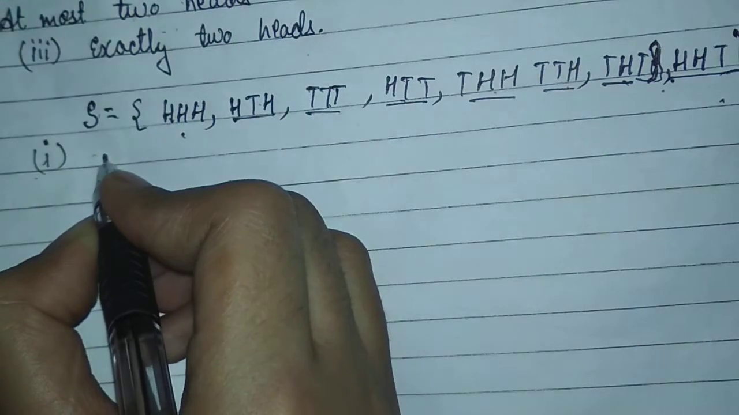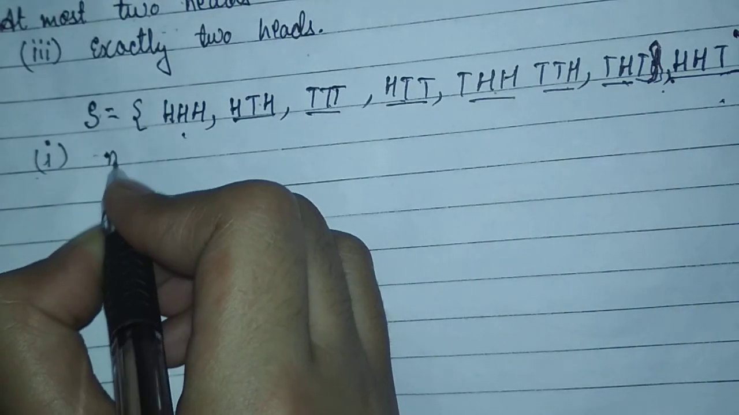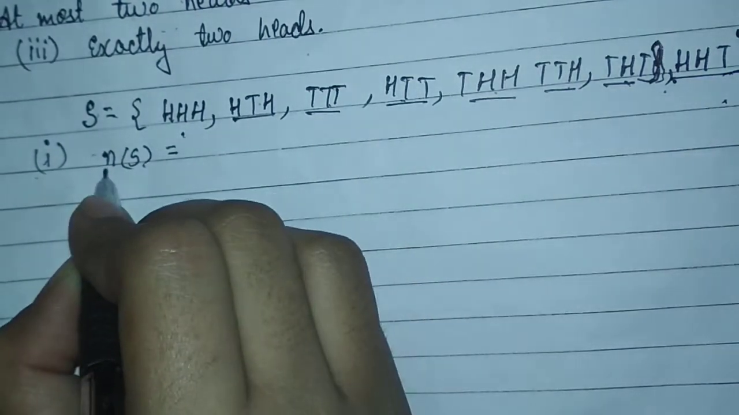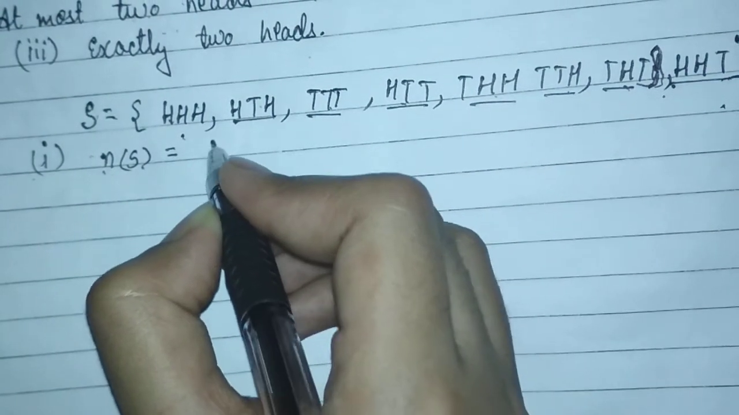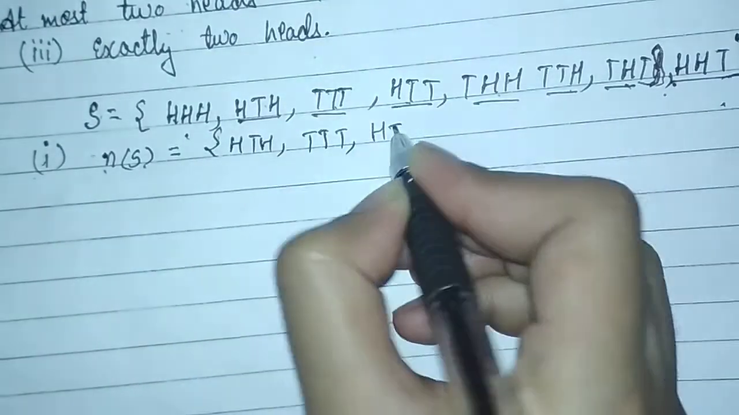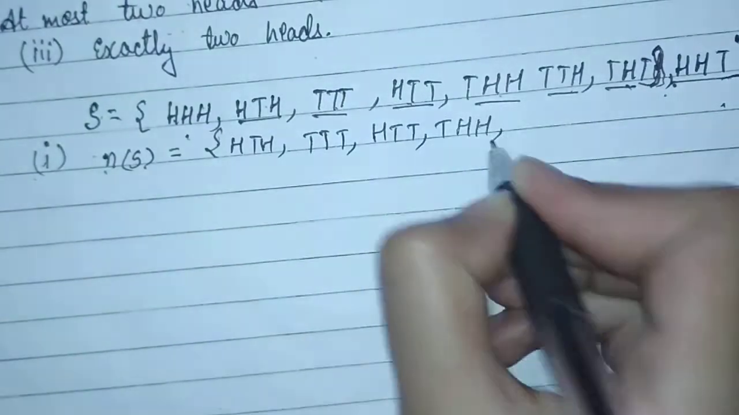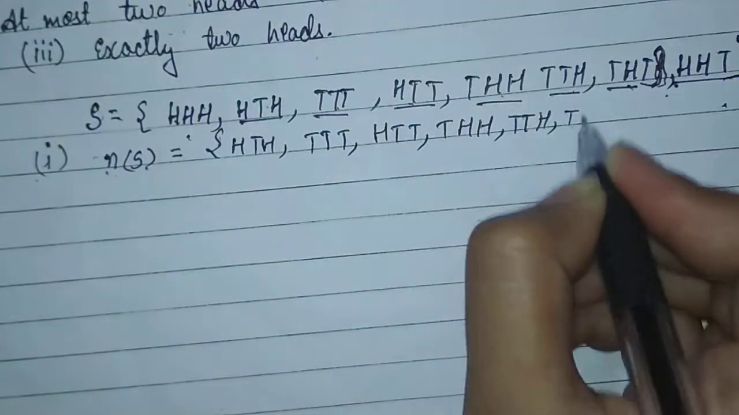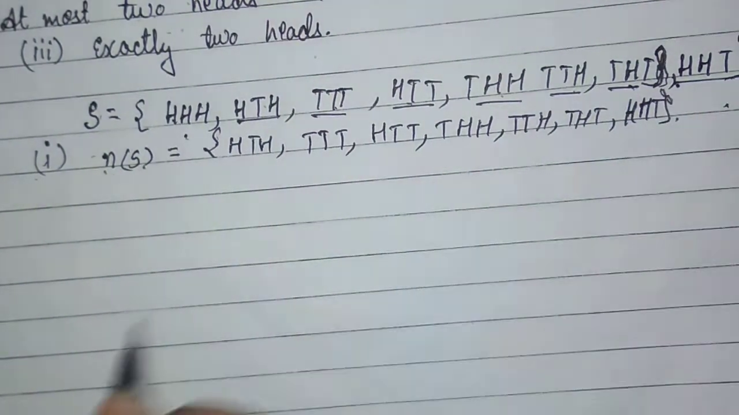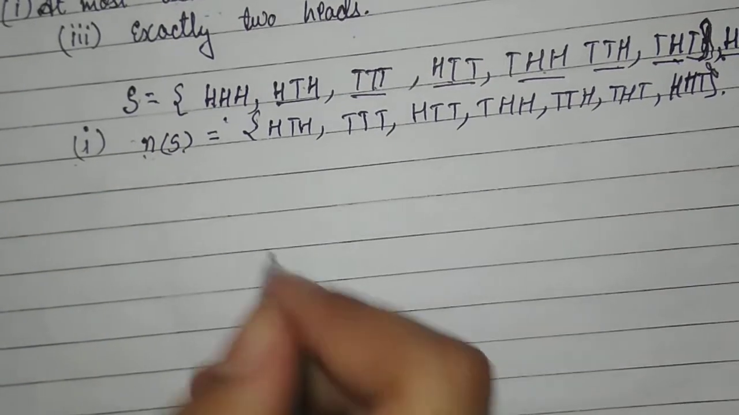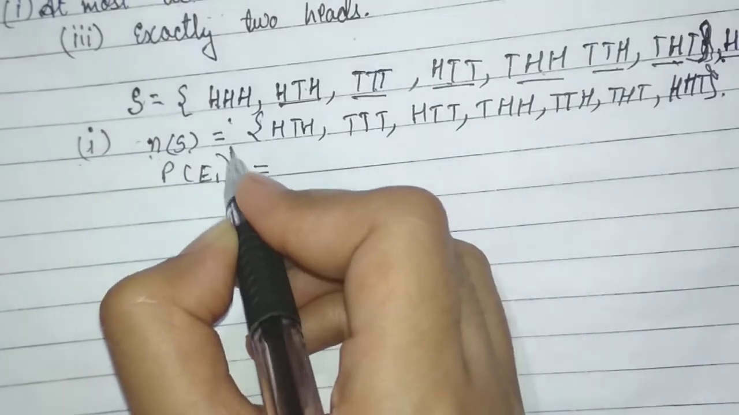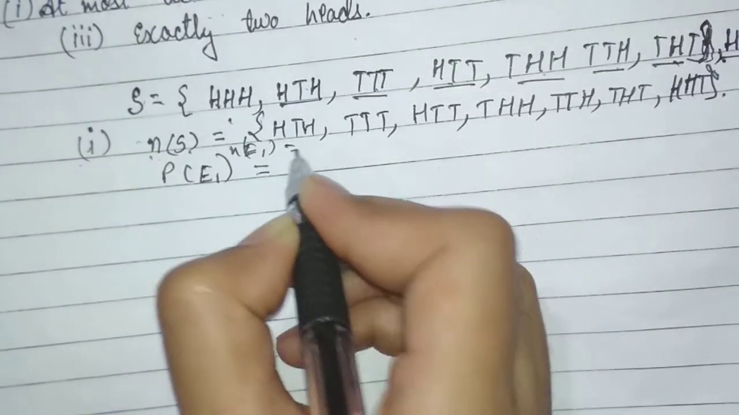So we will write n of S, means the sample space of the first event: HTH, then TTT, then HTT, then THH, then TTH, then THT, then HHT. Okay, so these are the sample space of event 1. Then we will write probability of event 1 equals, first n of event 1 we have to write, that is 7.